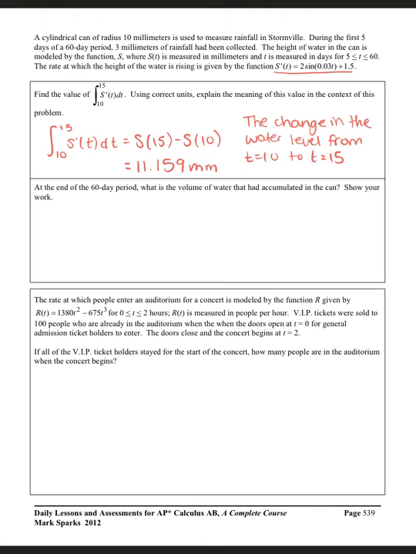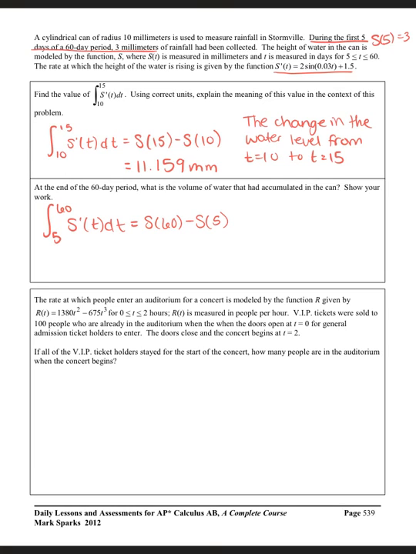At the end of the 60-day period, what is the volume of water that had accumulated in the can? Show your work. So it wants to know the integral. So up here it says during the first 5 days of the 60-day period, 3 millimeters of rainfall had been collected. So that's kind of an initial value. So this says that s of 5 is equal to 3. So we can use that in our integral. We can go from 5 to 60 of s prime of t dt, and this is equal to s of 60 minus s of 5.